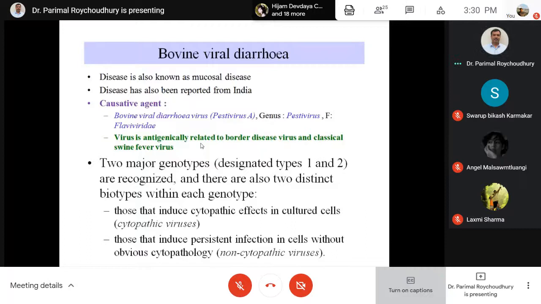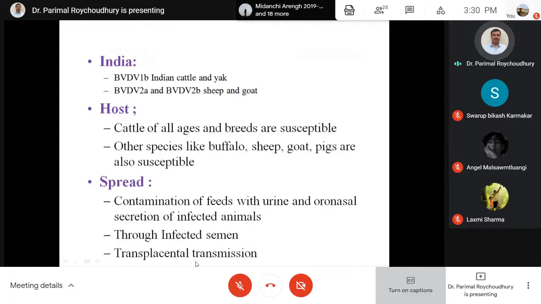Two biotypes, type 1 and type 2, have been identified. Some viruses are cytopathic, they cause cellular changes, whereas some are non-cytopathic. So these two variants are seen among BVDV. In our country, BVDV 1B has been seen in cattle, and 2A and 2B are seen in sheep and goat.